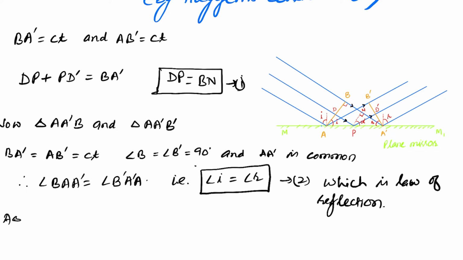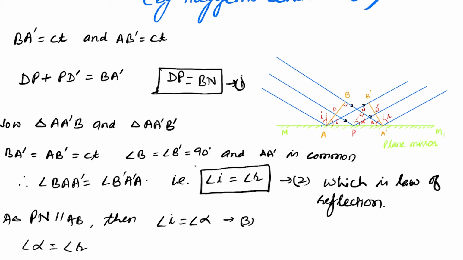As PN is parallel to AB in this diagram, then angle I is equal to angle alpha. This is equation number 3. From 2 and 3 we get that angle alpha is equal to angle R.